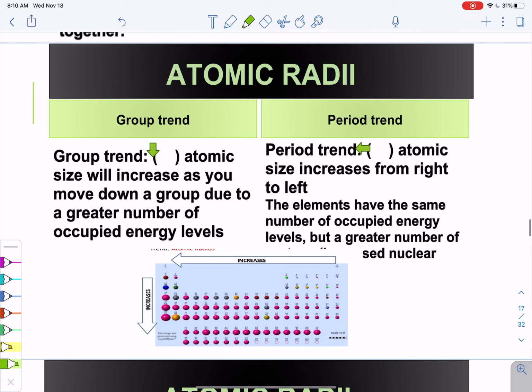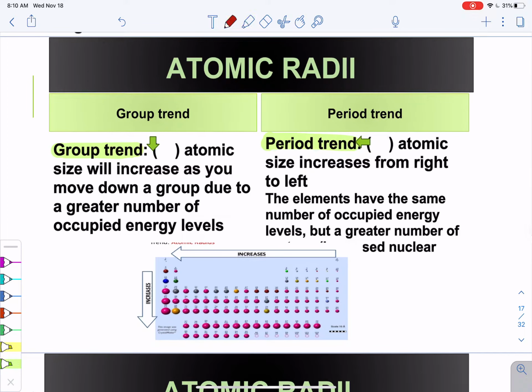So let's look at how it varies throughout the periodic table. The group trends are going to be the ones that are going up and down, because groups are the columns and columns are up and down. Period trends are the ones going from side to side. So for atomic radius, the group trend is that it will increase as you go down. Just so you know, all of my arrows are going to be increasing arrows, meaning you are small at the top and big at the bottom.